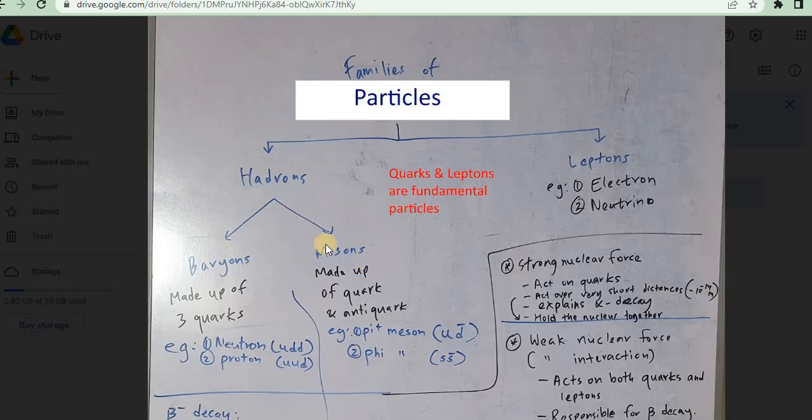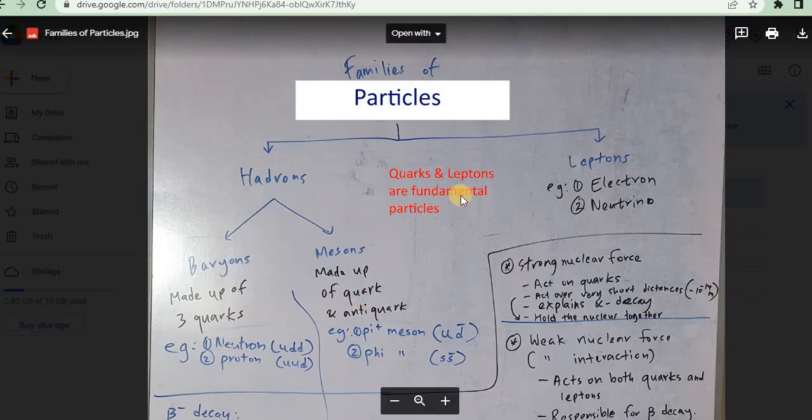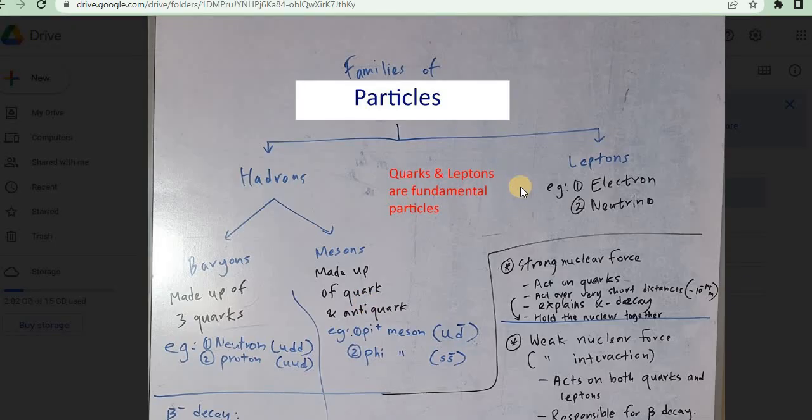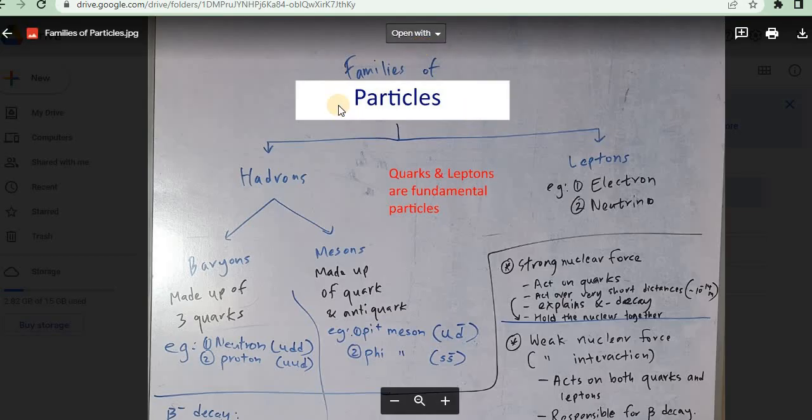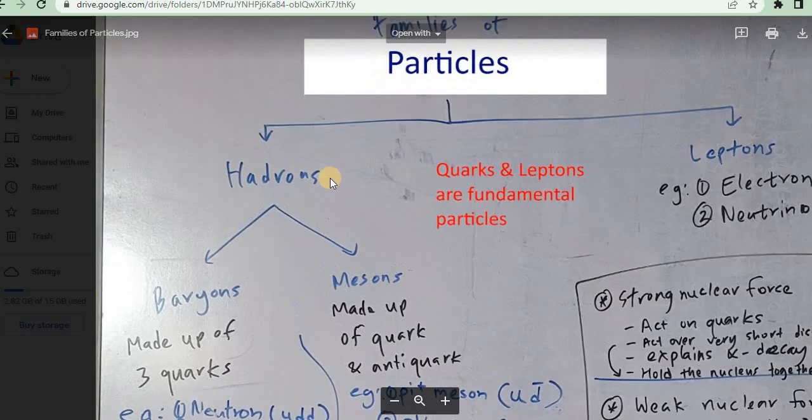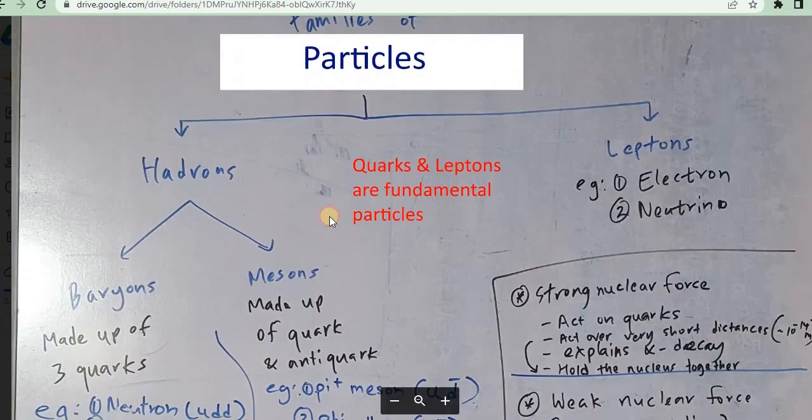Now, hadrons are made up of quarks only. Okay. Quarks are fundamental particles. So, this is very important. Leptons are also fundamental particles. Examples of leptons are electrons and neutrinos. So, we will go into more details of this when we learn about leptons. And we will go into more details of the quarks, or the types of quarks called flavors of quarks, when we learn about quarks in the next few slides. Okay, so families of fundamental particles, we have classified them as hadrons and leptons.